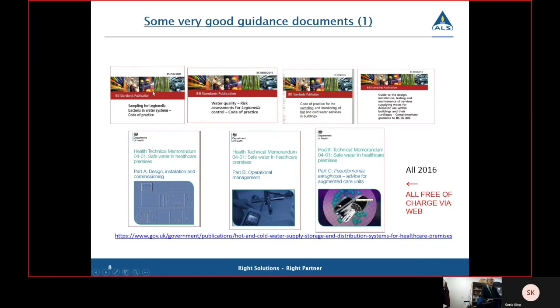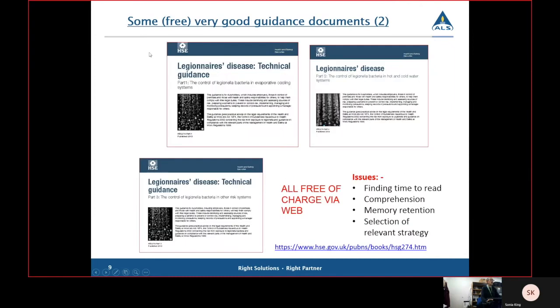So these are some of the standards that are available from British Standards. These standards here are freely available on the web. If you click this link, which I won't do now to save time, you can drag these down free of charge. These are also very good guidance documents. Again, you can click on there, drag them all down.